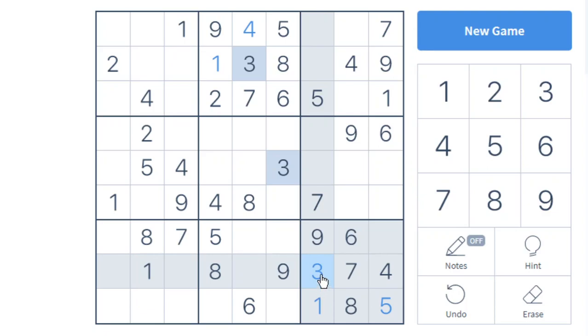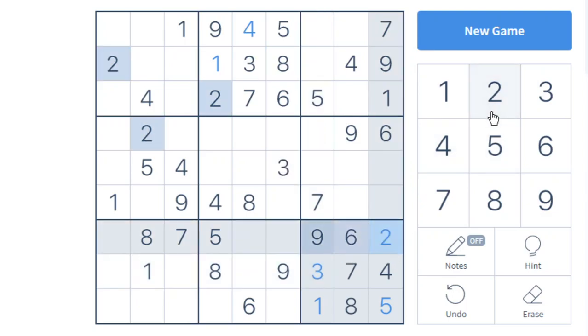Now, I'm not the most experienced Sudoku player, and so I can't spot some of the things that you might be able to spot. But whenever you make a mistake, it's always good to realize why that was a mistake. I just don't have that high level of Sudoku play, so I wasn't really able to pick out that mistake. But that means this square is a 2.